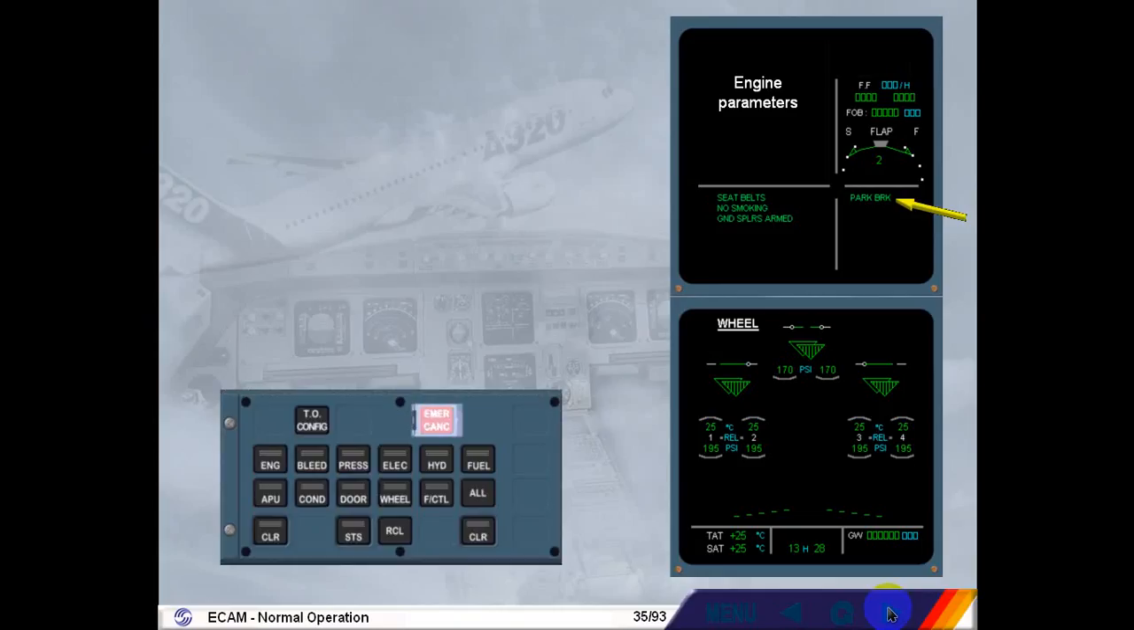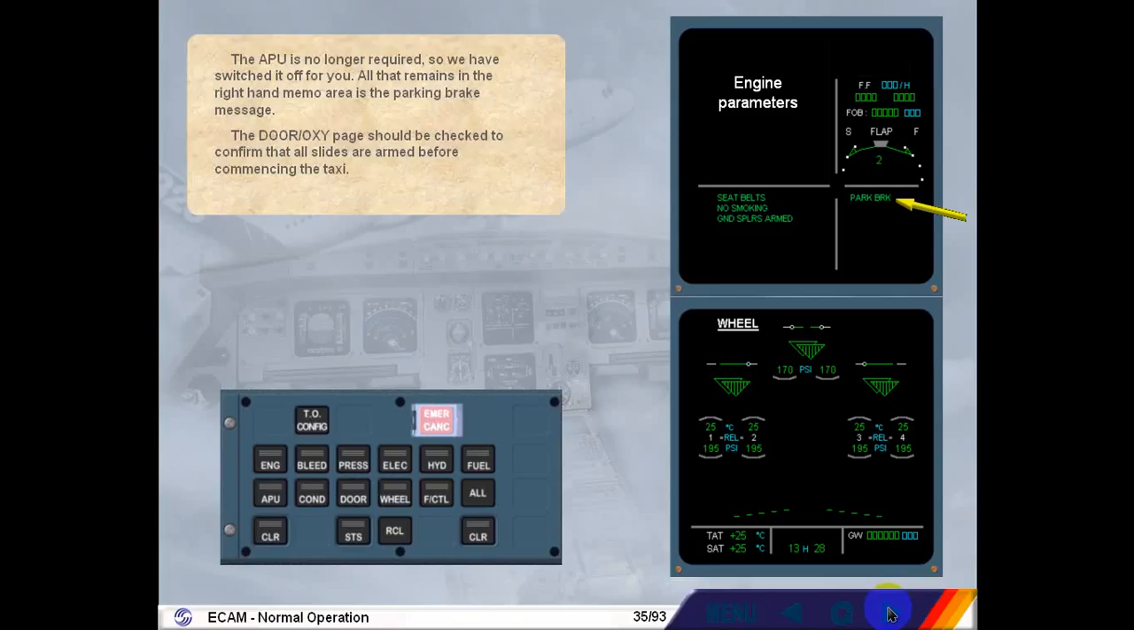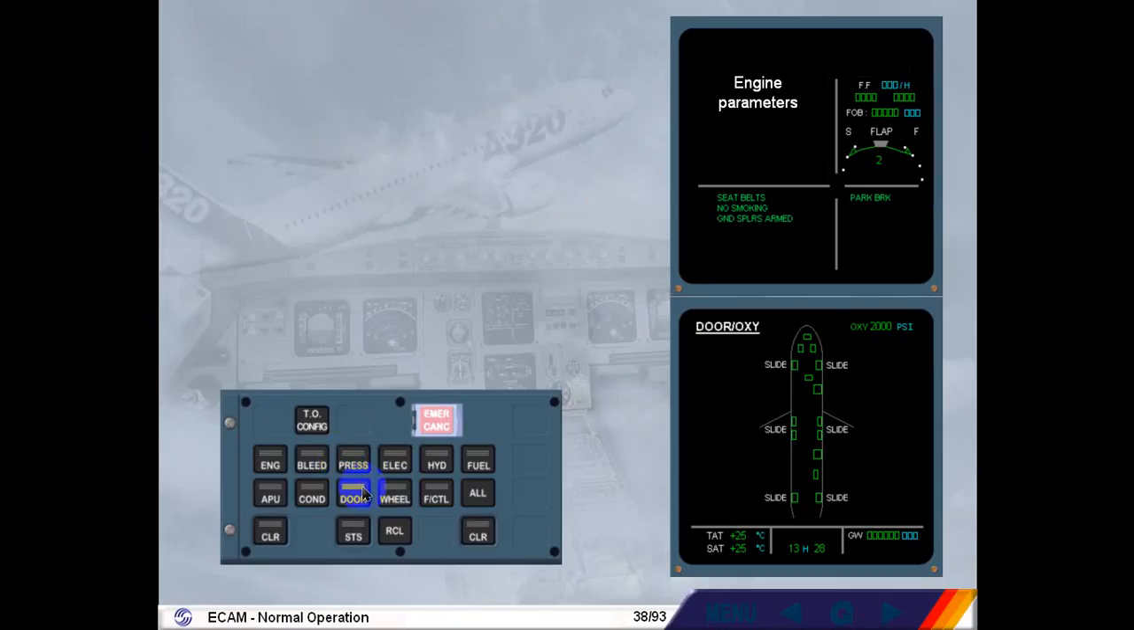The door oxygen page should be checked to confirm that all slides are armed before commencing the taxi. Call the ECAM door oxygen page. No, call the ECAM door oxygen page. On the ECAM door oxygen page, observe that there are no amber indications and that there are 6 white slide indications. You will see more about the door oxygen page in the Doors modules.